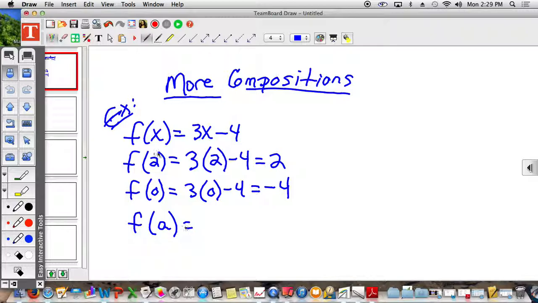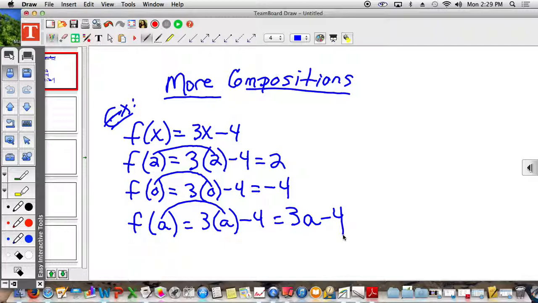Here you replace the x with a 2, here you replace the x with a 0, and when you do this one, you just replace the x with an a. So you're going to have 3 times a minus 4. That a gets substituted in. What is 3 times a? 3a. You don't know what a is, so you can't actually multiply them, so you just write it down as though you would multiply them. So it's 3a minus 4. Not so bad.